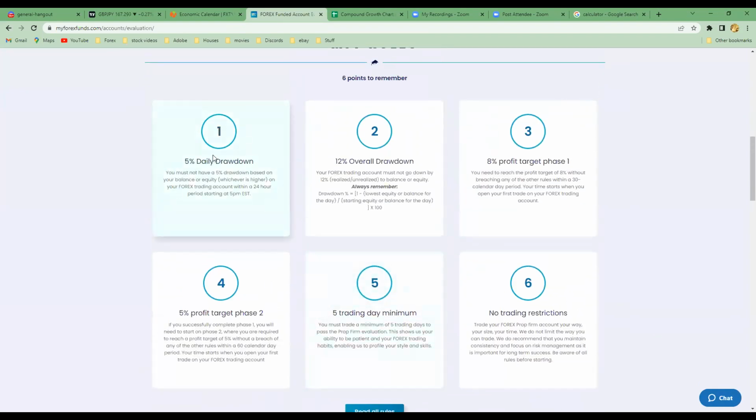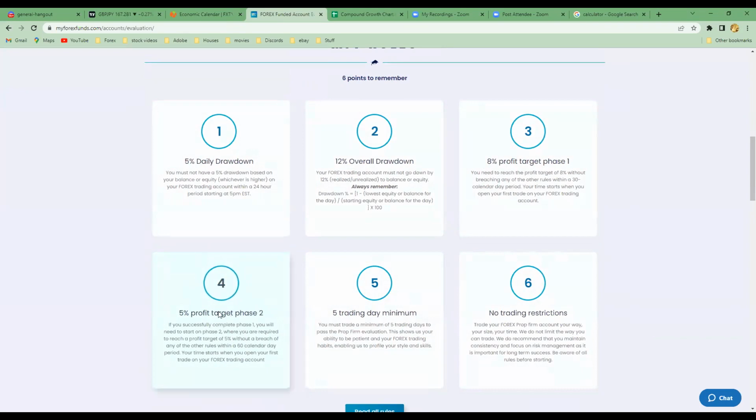So again, you've got a 5% daily drawdown in these accounts here. You've got a 12% overall drawdown on the account size. You've got an 8% profit target you need to hit in phase 1, and a 5% profit target in phase 2. Every single time you pass one of these phases, 1 or 2, you've got to wait 5 trading days minimum. So it doesn't matter if you pass in 1 day or 2 days, you've got to wait 5 days before you can move on to the next phase. So once you pass phase 1, you've got to wait 5 days at least. If you're already 5 days in, then you'll go straight away to phase 2. Same as phase 2. I did my phase 2 in 4 days.